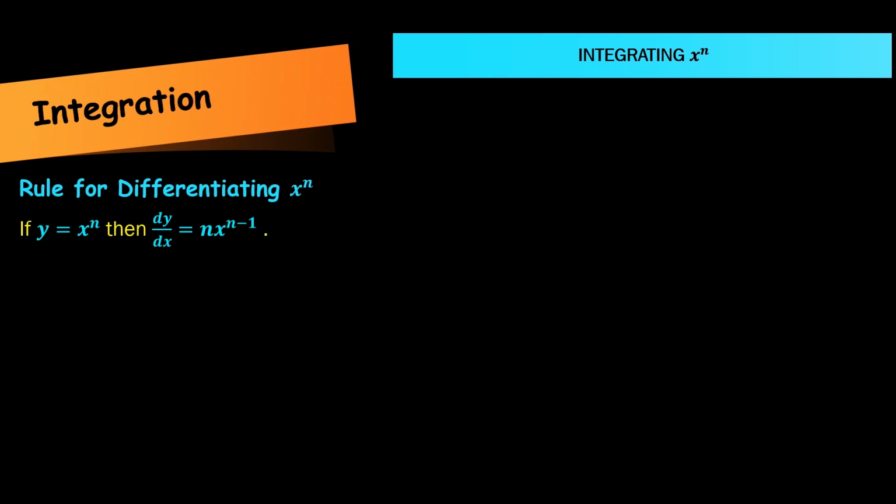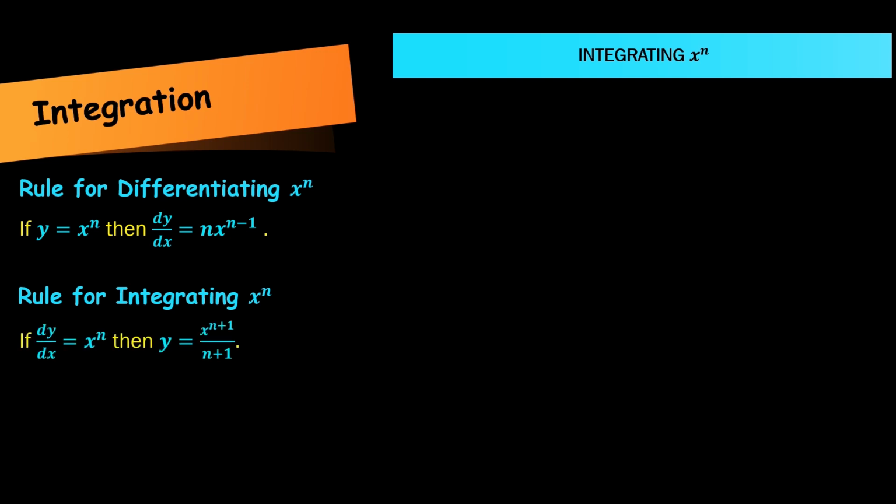Recall the rule for differentiating x to the power n. If y equals x to the power n, then dy/dx equals n times x to the power n minus 1. The reverse of differentiating is integrating. And the rule for integrating x to the power n is: if dy/dx equals x to the power n, then y equals x to the power n plus 1 divided by n plus 1.